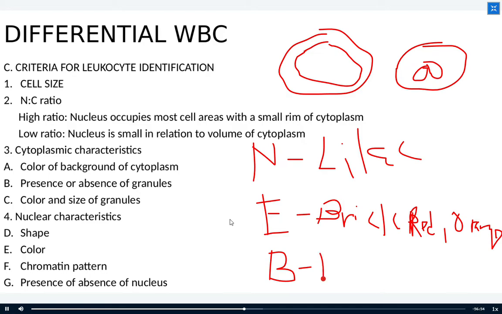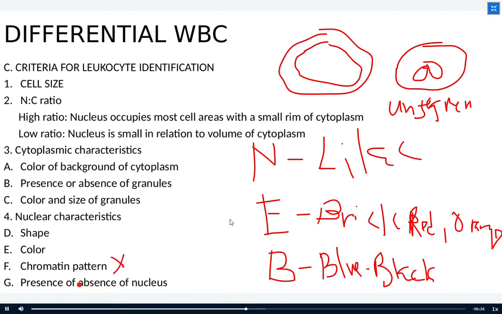Pwede. It's blue to black. So, blue to black appearance. Pwede rin dark blue. Sige, consider dark blue. So, aside from that class, you also have to consider the shape of the nucleus. So, if it is bilobe, if it is unsegmented. When you say unsegmented, walang mga portions. Yung color, yung chromatin pattern. Yung chromatin pattern kasi hindi mo naman yan nakikita. Then the presence or absence of nucleus.